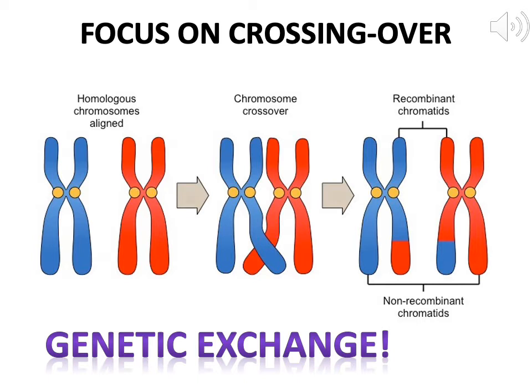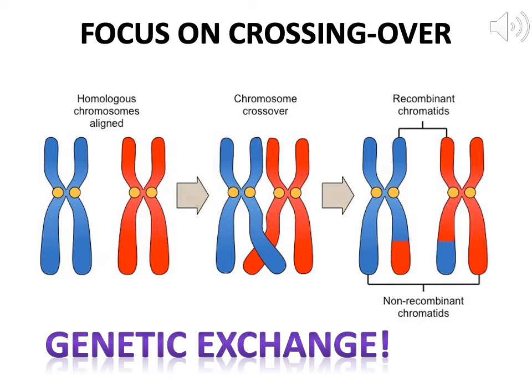2 very important operative words you might have scribbled down next to the slide on your notes. And that's the word break, B-R-E-A-K, and the word reattach. So you'll notice that on the very far right hand side of the illustration, my blue chromosome has a little piece of red on it, and my red chromosome has a little piece of blue on it. And that means I've actually exchanged genes between those 2 chromosomes.